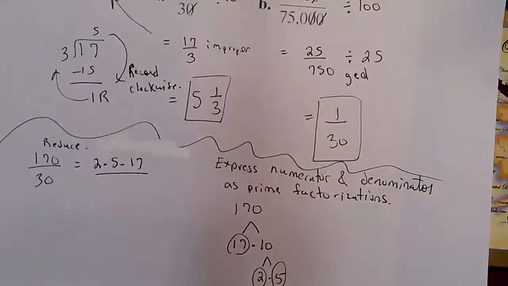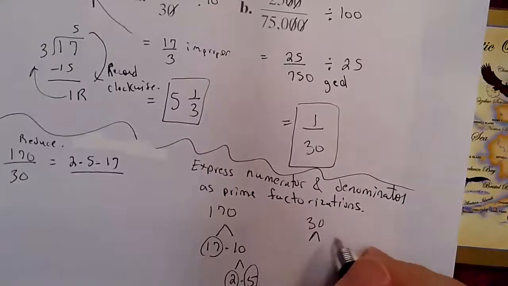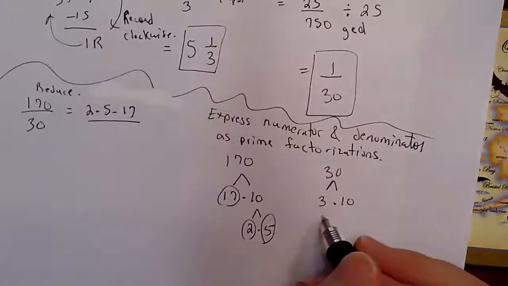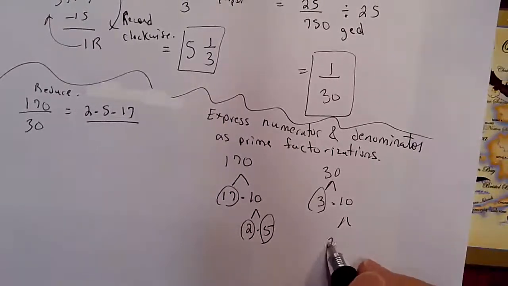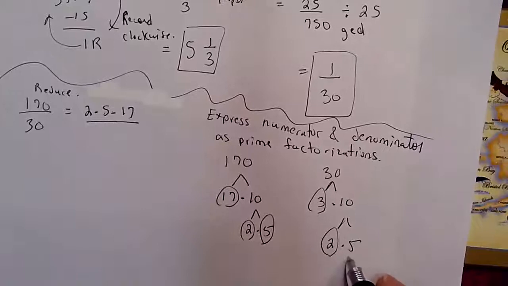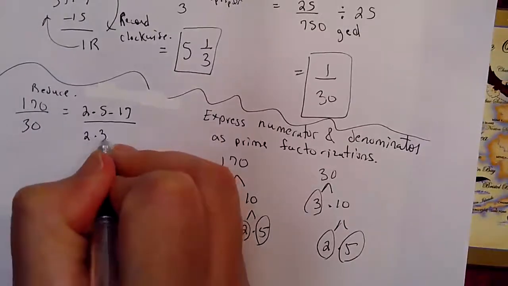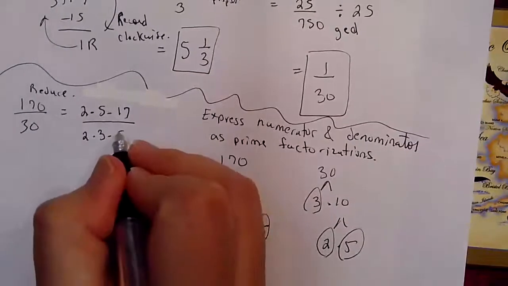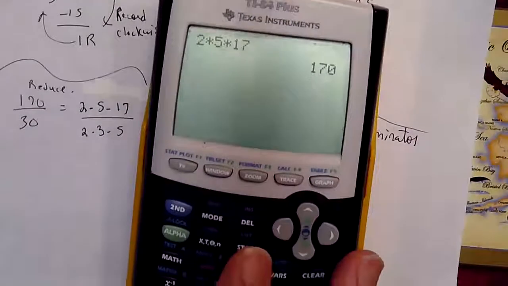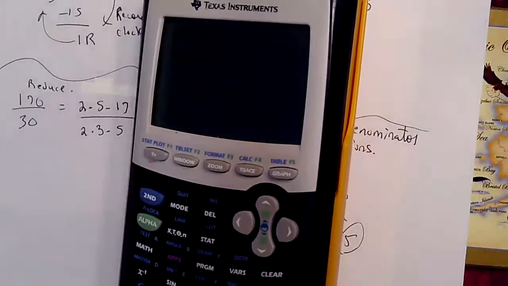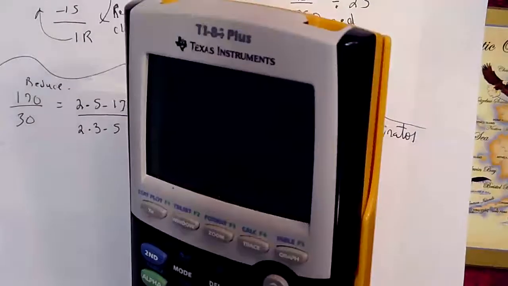Okay, and the same thing if I break down 30. 30 is like 3 times 10. 3 is prime. 10 is 2 times 5. So it looks like 30 is 2 times 3 times 5. And if I want to check that, 2 times 3 times 5, yep, it's 30. Okay.